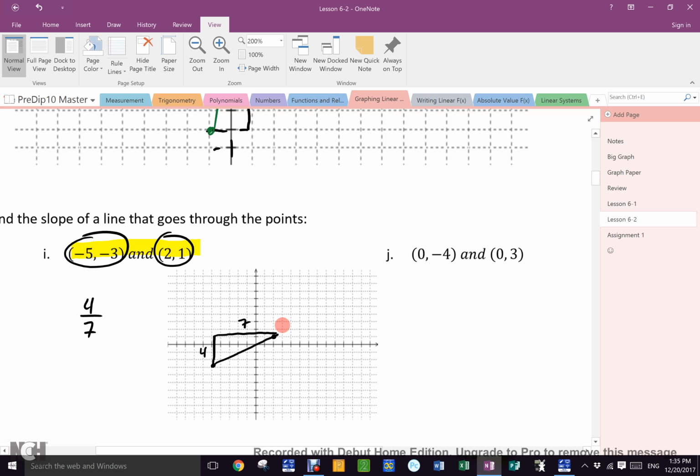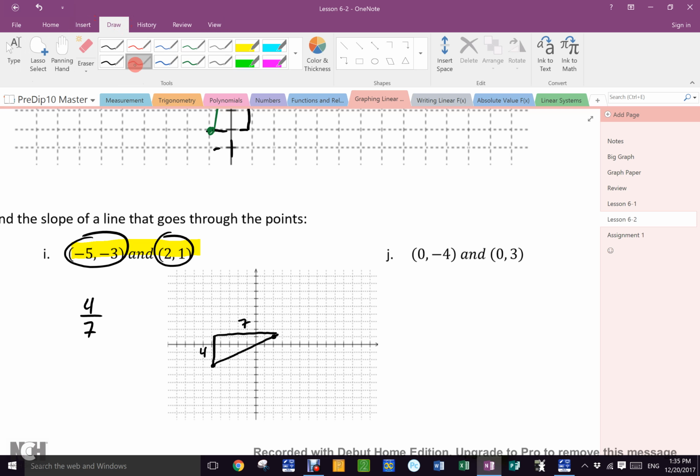Cool? All right. Now, the other one, I am at 0, negative 4. 1, 2, 3, 4. And 0, 1, 2, 3. Straight up and down. What's the slope? Undefined.